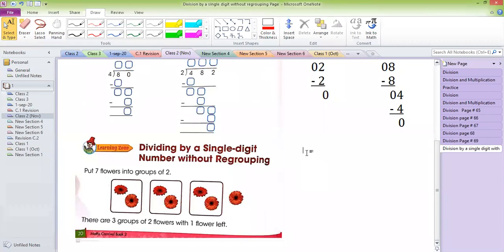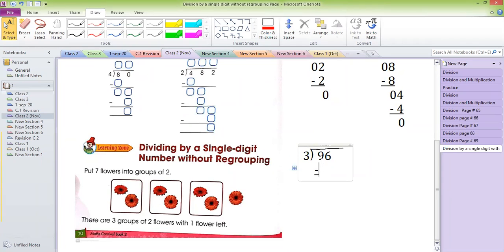The question is, now, I'm giving you a question. 96 divided by 3. You have to divide 96 by 3. This is the question, guys. 96 divided by 3. So this way 96 is inside and 3 is outside.